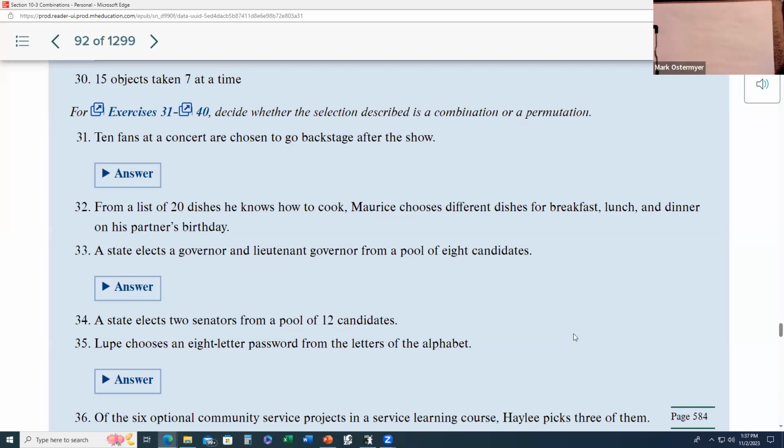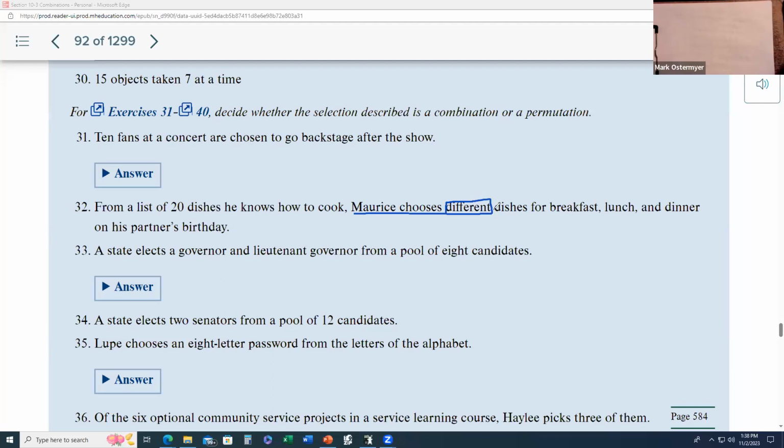Do you think? That's possible. It's possible, but what word? I think there's a word lurking in here that gives us an idea that it's not possible for this problem. What word is that? Do you see the word anywhere? There's a word in here that suggests that we would not want to do that. Is it the "and"? No, not the "and". Maurice chooses what? Different. Different. Right there, ladies and gentlemen. Maurice chooses different dishes for breakfast, lunch, and dinner.